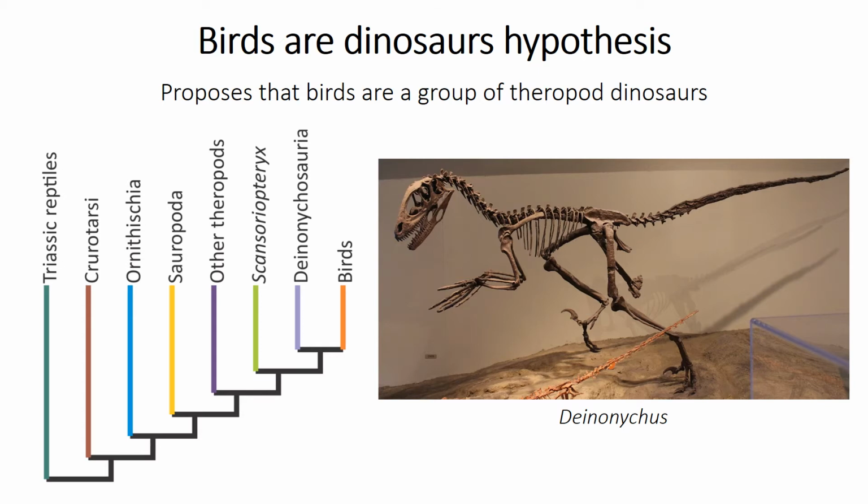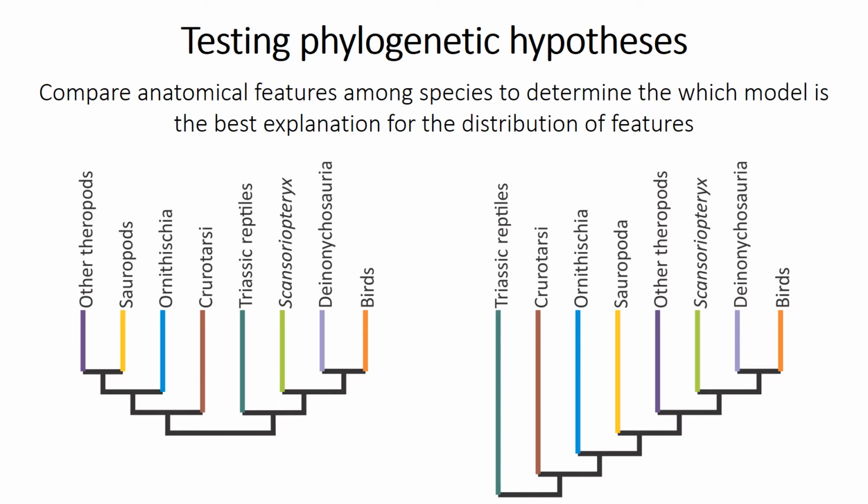So, how do we test these hypotheses? Well, rather than looking at any one feature, it's best to compare lots of different anatomical characteristics among lots of different species to see which of our two phylogenetic models, trees, is the best explanation. The idea behind this is if groups have a lot of features in common, they're more likely to be closely related, and if groups have very few features in common, they're perhaps not very closely related.